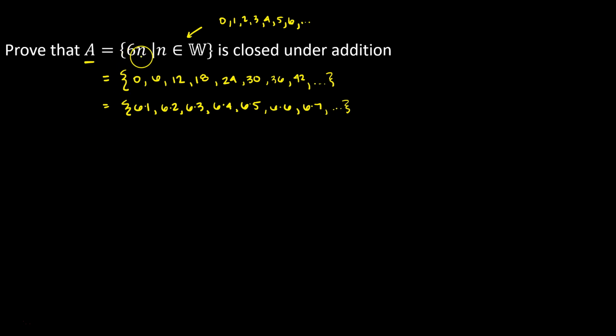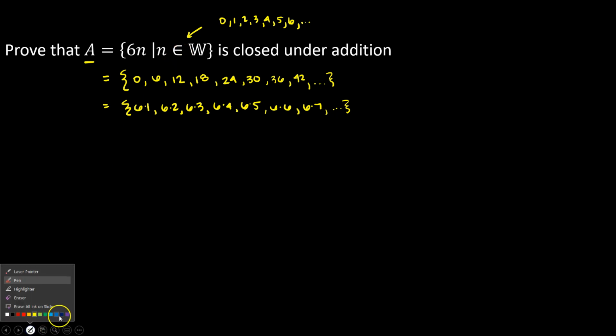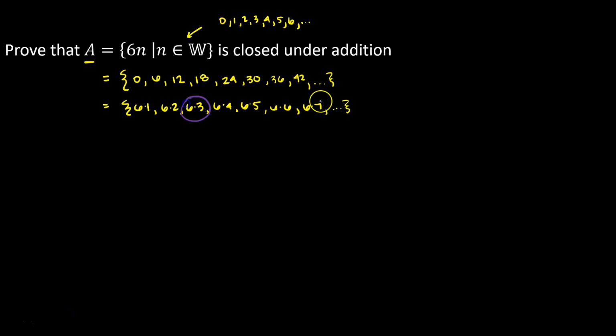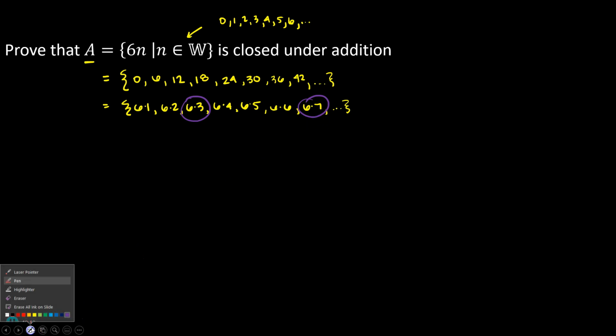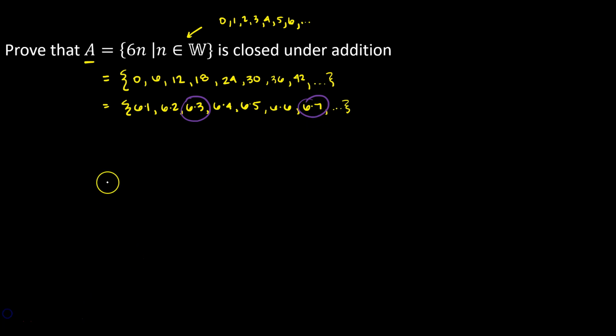So we're doing 6 times n using whole numbers, and I want to pick any two numbers from the set A. I could pick something like 6 times 3 and 6 times 7, or we could get more general and we could say 6 times any whole number, like 6 times j, and 6 times k, where j and k are also elements of the whole number sets. And maybe I call 6 times j A, and I call 6 times k B.